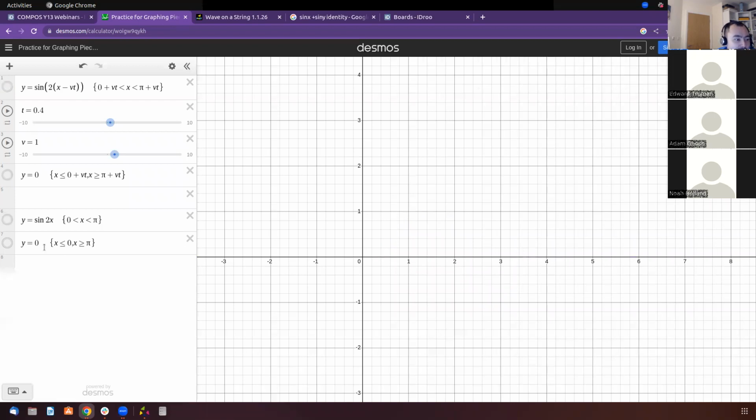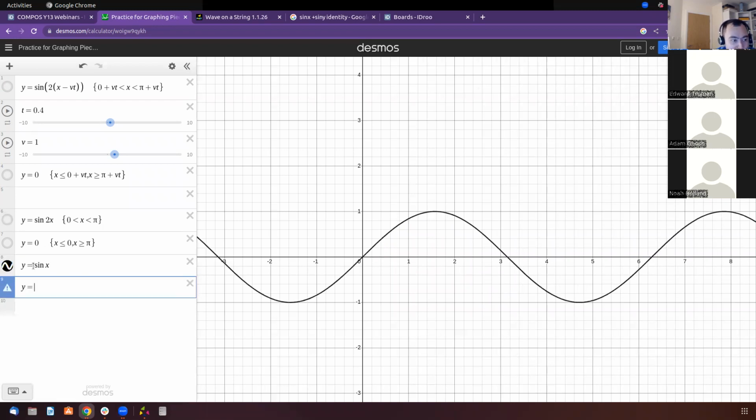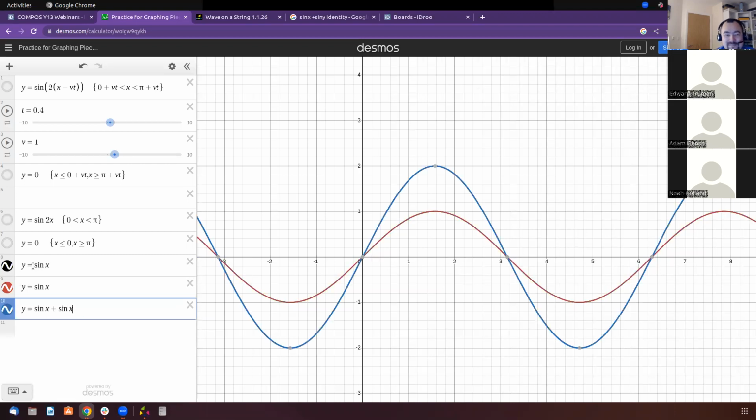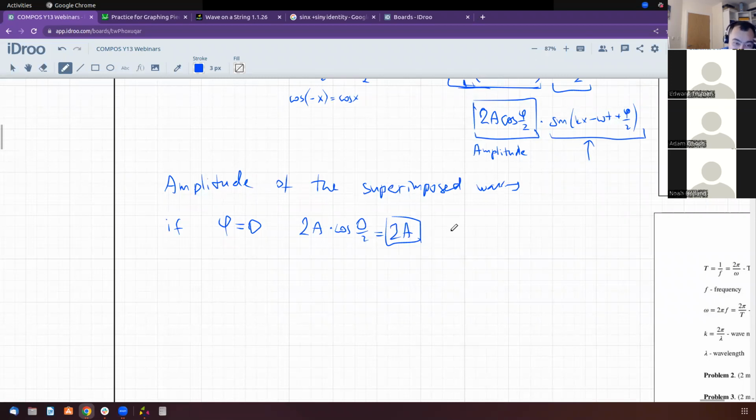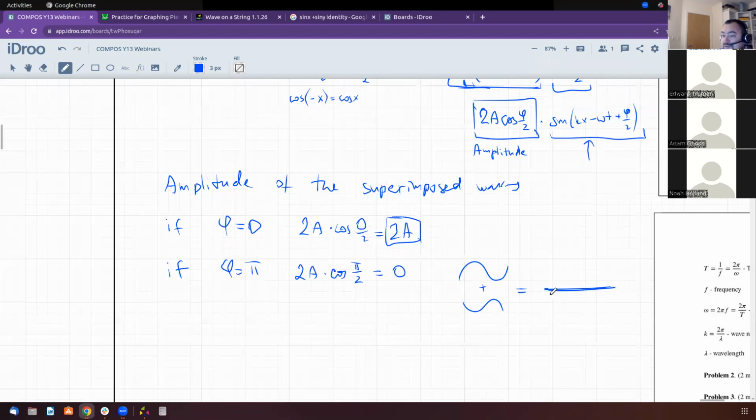Well, you already know that if you take y equals sin x and y equals sin x, and add them together, you get y equals sin x plus sin x. You get a wave of double amplitude. Adding two waves in phase makes a wave of double the amplitude. Now, if the phase difference is pi, half a wave, then 2a multiplied by cos pi over 2, but cos pi over 2 is 0. So two waves which are in antiphase make nothing, make a wave of amplitude 0.